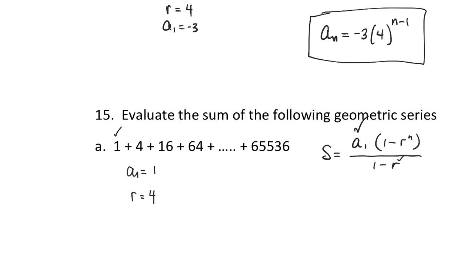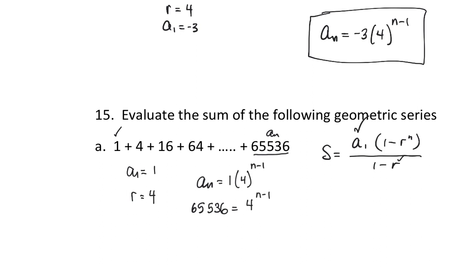So a sub n is equal to the first term, 1, multiplied by common ratio 4 raised to the power of n minus 1. Now this is an a sub n value, so that can go in place of a sub n, and then we'll solve for n, which will tell us what spot in the sequence that is. So 65,536 equals 4 to the power of n minus 1.